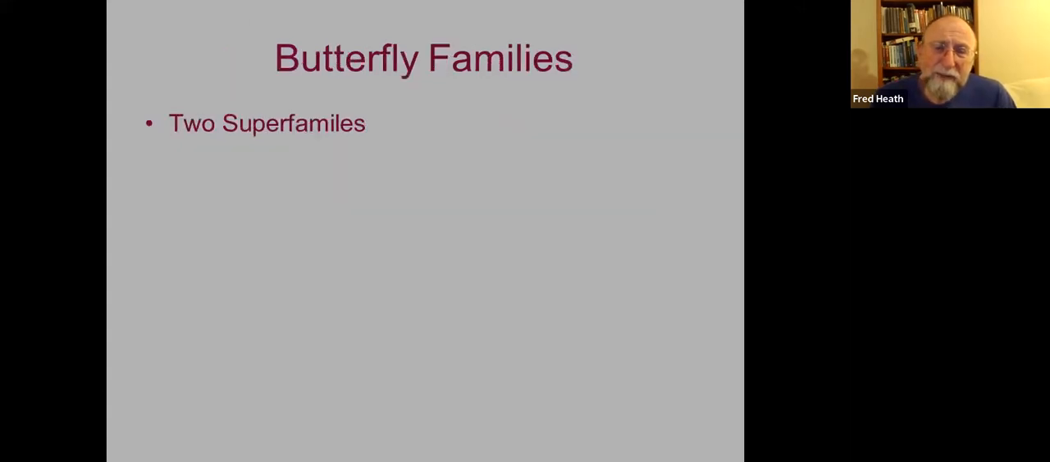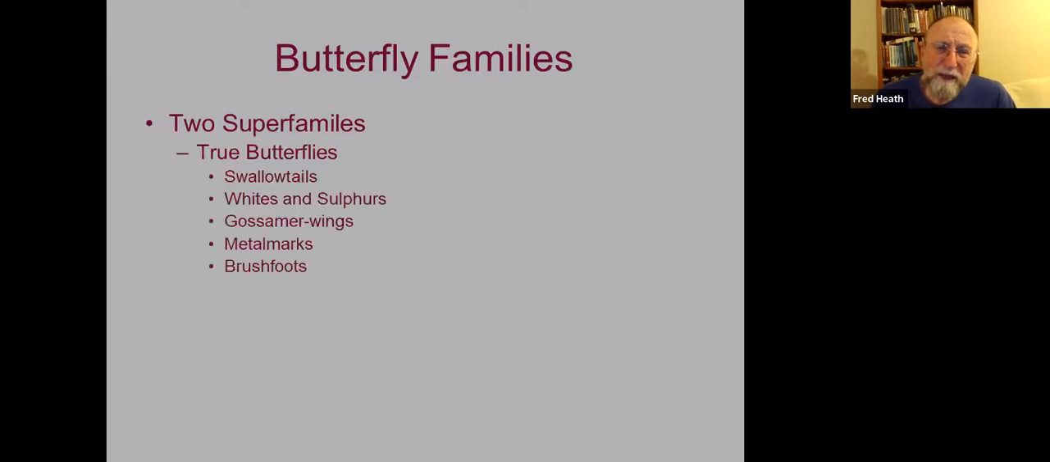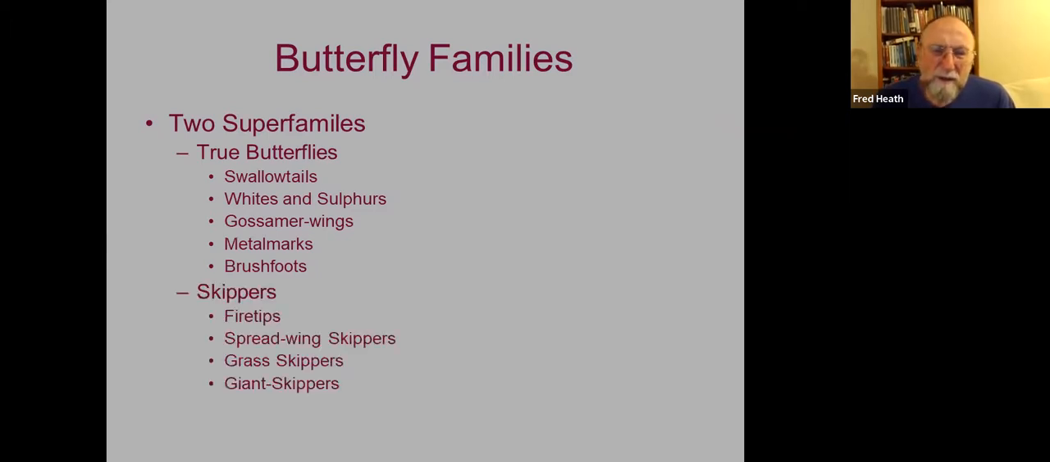The butterfly families are broken into two super families. There's the true butterflies, which have 5 families here in Arizona. And then there's the skippers. The skippers have 4 families or subfamilies, depending upon how you do the split. Normally, if I was really going to go into depth, I'd show examples of each one, going through the slide projector, but I didn't want to just do that, except for the skippers.